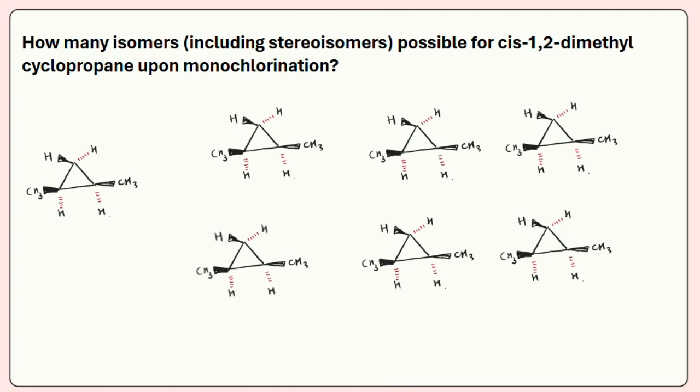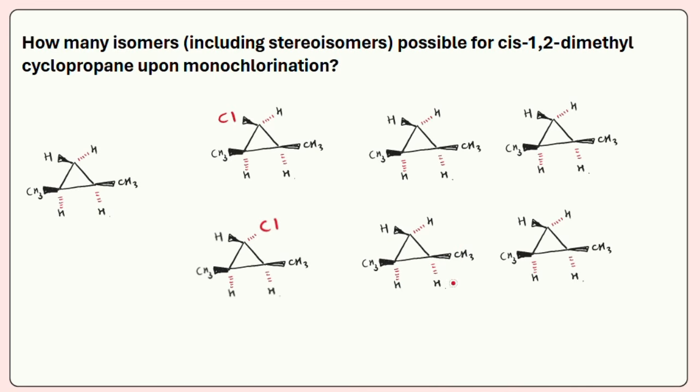Now, all you have to do is just replace the hydrogen. So here, you have to write one above and one below the plane. Are these two non-superimposable, non-mirror images? Yes. Therefore, these two are diastereomers. So we got two structures. Fix these two as they are.